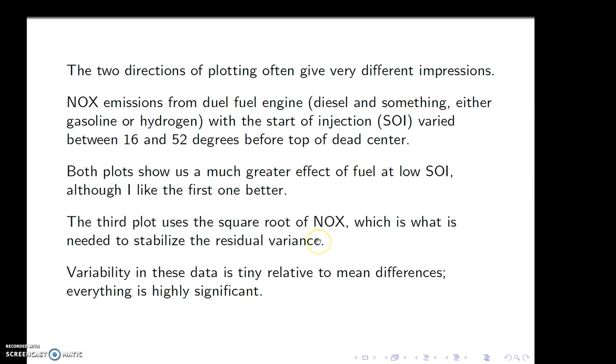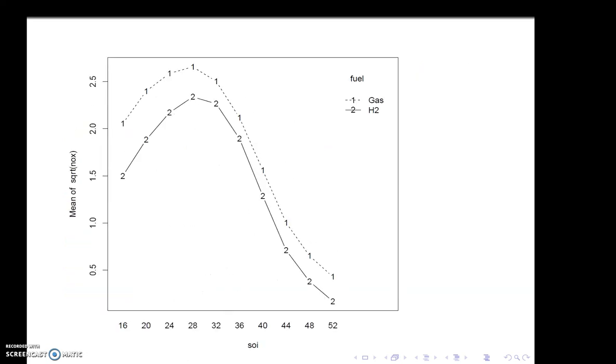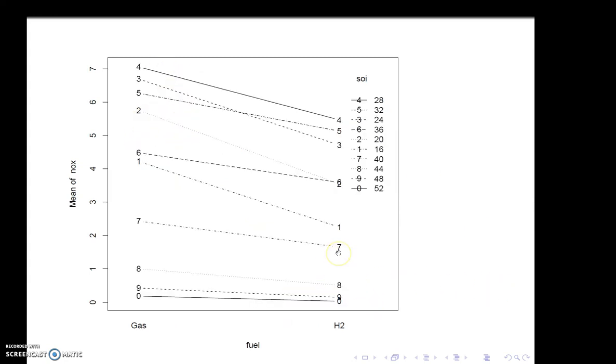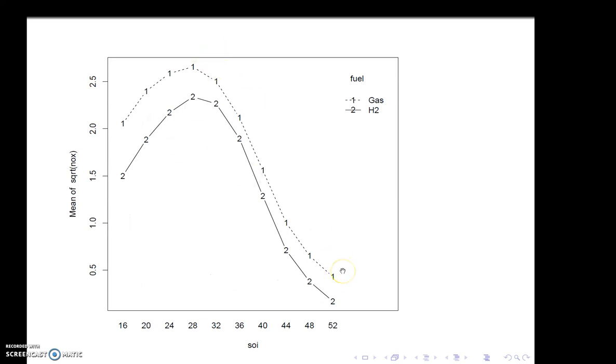So the third plot uses the square root of the NOx, so he probably did a variance stabilizing transformation and says that the variability in this data is tiny relative to the mean difference, so that everything's highly significant. Okay, so let's look at that third plot. This is with the variance stabilizing. Remember on that first plot I mentioned we see more variability at the low levels and less over here. Well, that got fixed here. With the square root transformation of NOx, that heterogeneity of variance is now fixed.